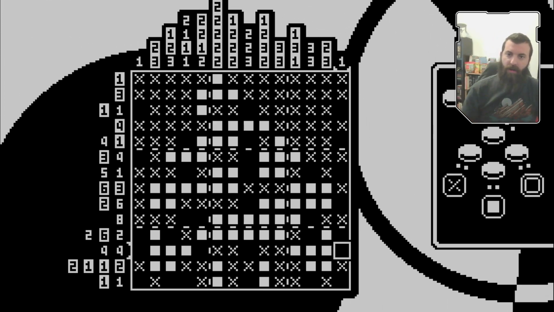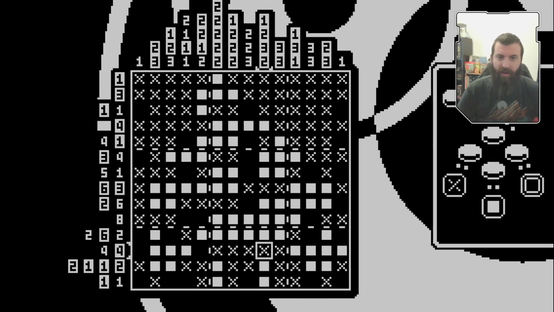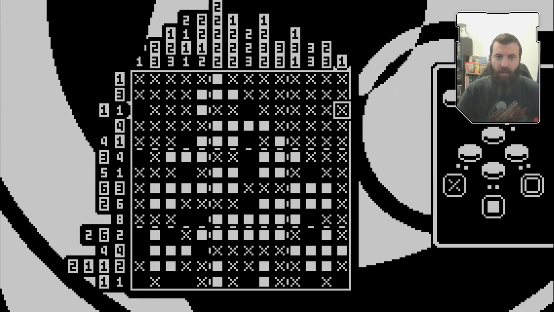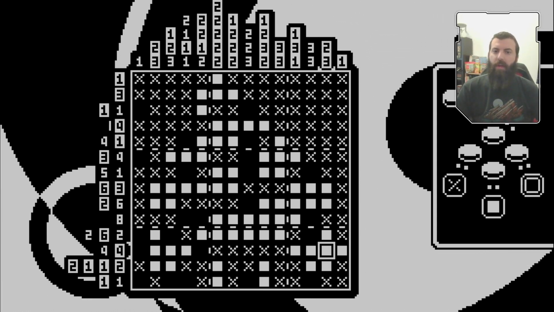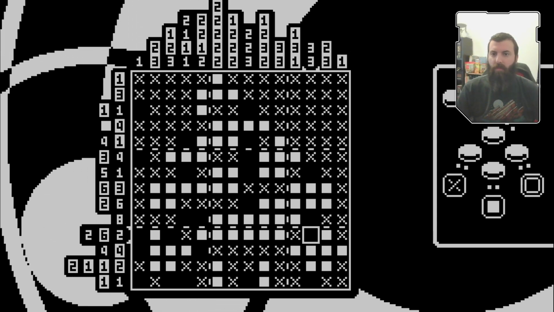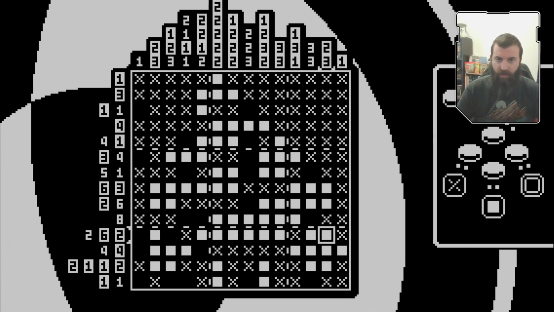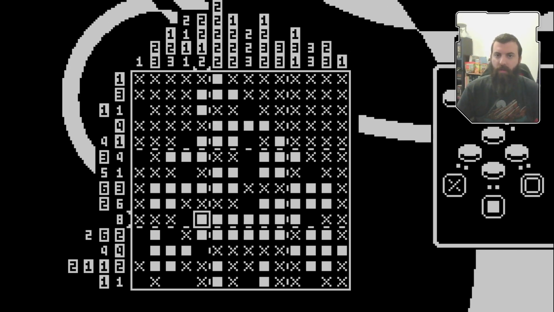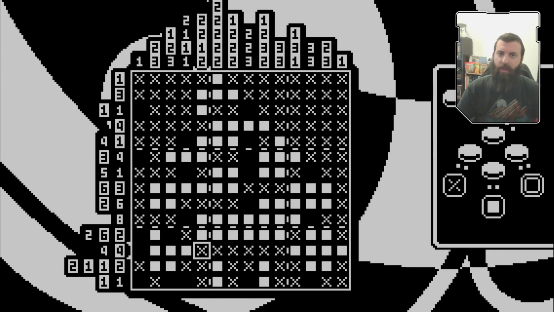Which lets us look at our horizontal 4, 4 here and say, all right, that's got to go there and not there. Does mean that we can finish Xing out this column at long last. With that column X'd out, we can complete our 2 here horizontally. Very nice. We can also fill in 1 more pixel here. I do believe means that we're done with that column. Yes, we are.